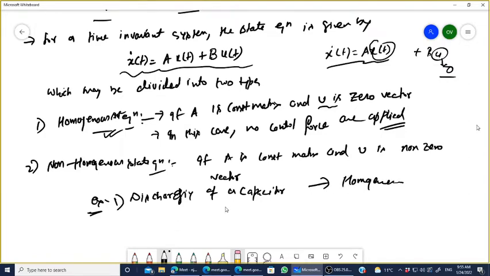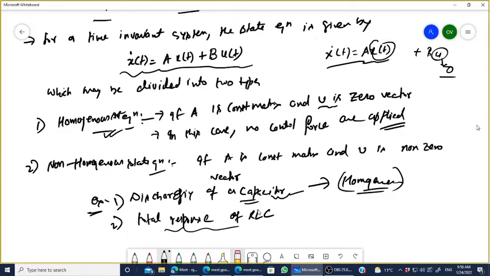Homogeneous, right? Because there is no control force in order to discharge the capacitor. However, when you find out the total response of the RLC circuit, if we talk only about the capacitor, then it will come in the homogeneous. However, if you take the total response, because V naught, V in is applied, the voltage is applied, right?